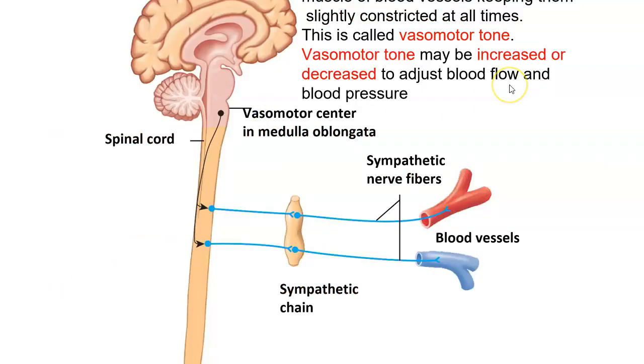Okay, so again, vasomotor centers are found in the medulla oblongata. Vasomotor tone may increase or decrease depending on the information being sent by the medulla oblongata. So the vasomotor center will innervate the tunica media of blood vessels, vasoconstricting or vasodilating depending on what's needed.